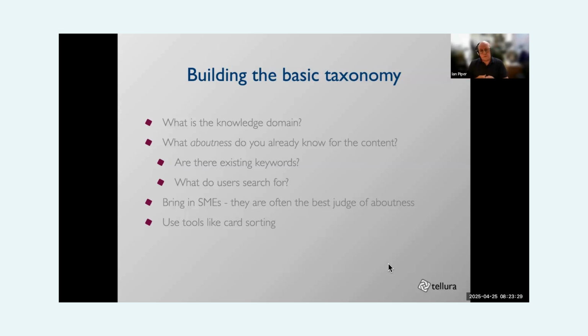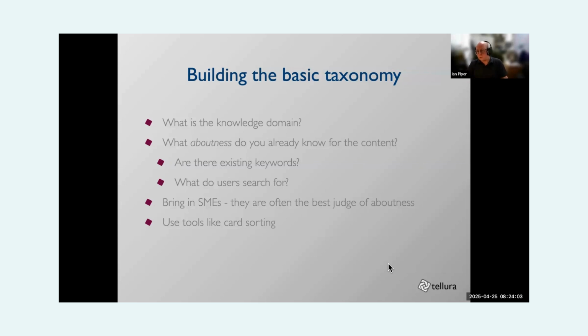I'd look for opportunities for using existing keywords, and I showed you in that screenshot of the arXiv content earlier that they use a subject classification, and that's great. That's a good starting point for building your basic taxonomy. And I would also look for search logs. What are your users looking for? What are the things that are in their minds when they come to your site or use your system?